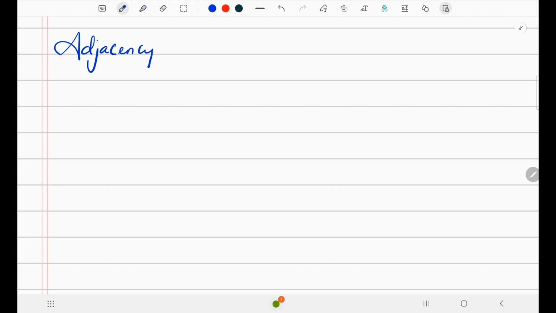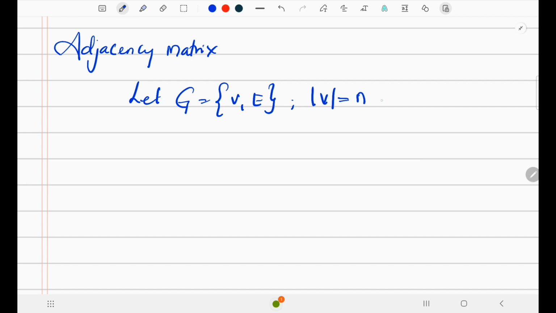Adjacency matrix. Let graph G equal a set of vertices and edges, right? Then the number of vertices is n and the number of edges equals m.